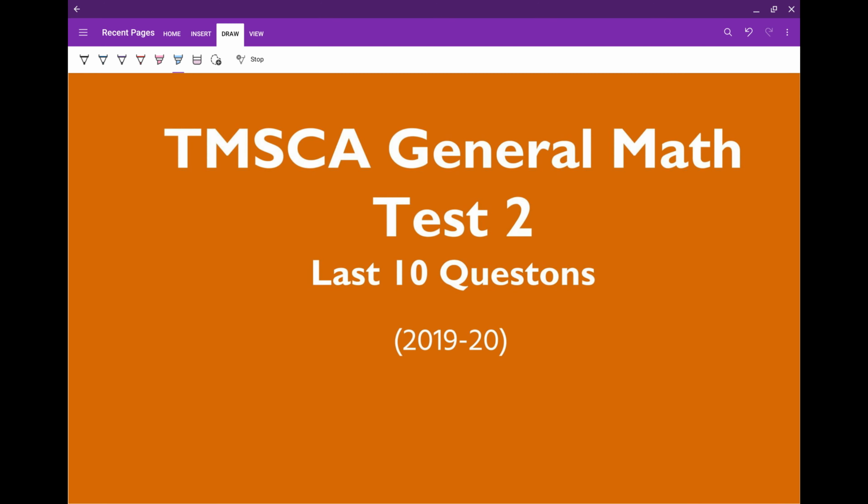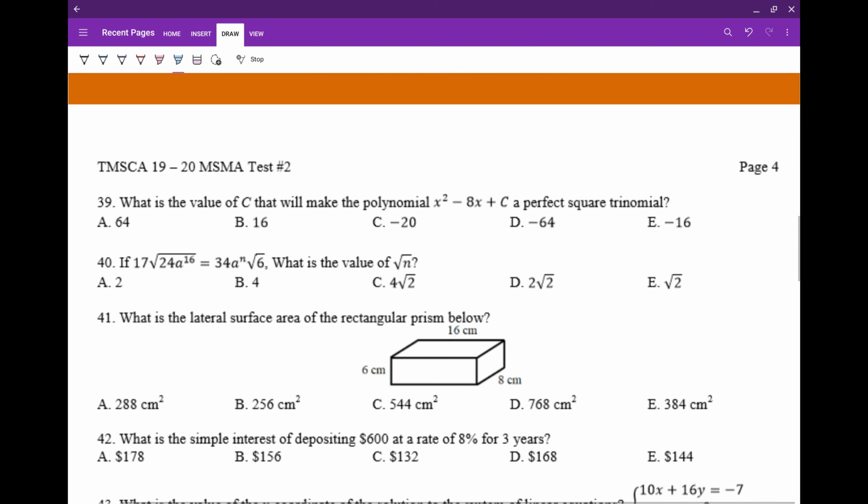Welcome back. Today we're going to go over General Math Test 2 of the 2019-20 series, the last 10 questions. So let's start with 39.